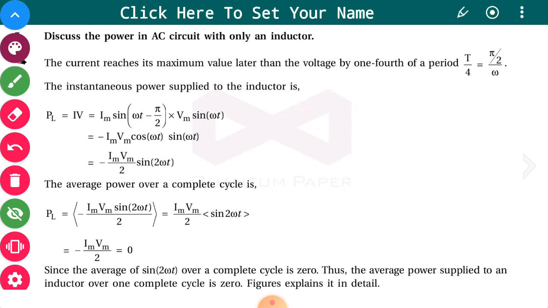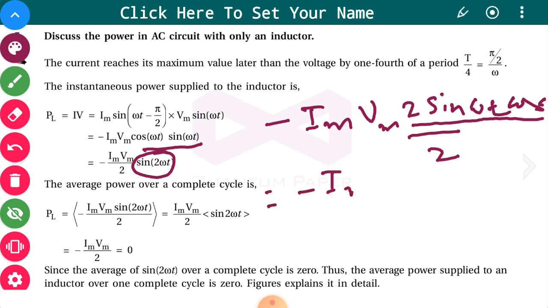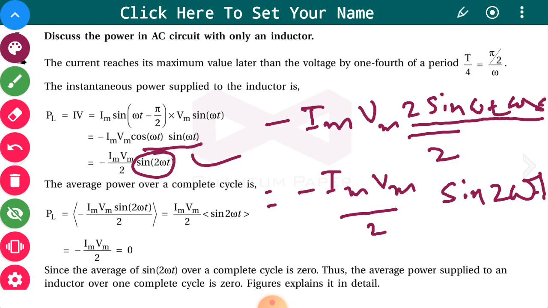Okay, so it is again mathematics. See, cos omega t into sine omega t, now we just have to multiply and divide by 2. So what will happen? Minus Im Vm into 2 sine omega t cos omega t divided by 2. So 2 sine omega t cos omega t will become sine 2 omega t. So this becomes minus Im Vm by 2 sine of 2 omega t. So this equation we are getting.